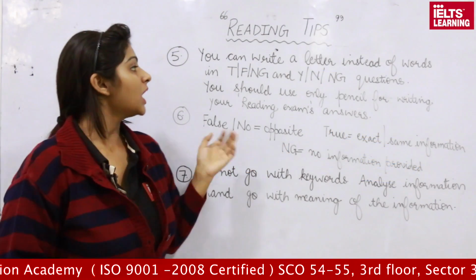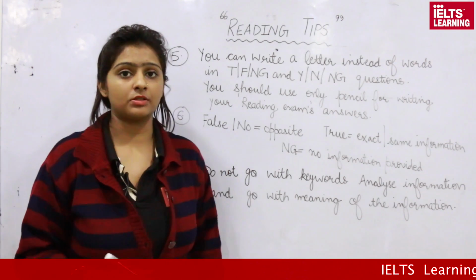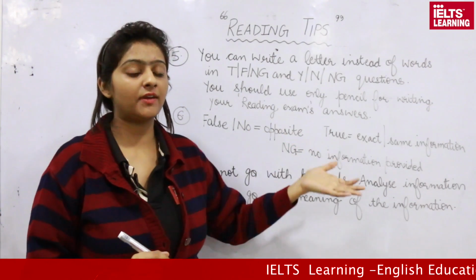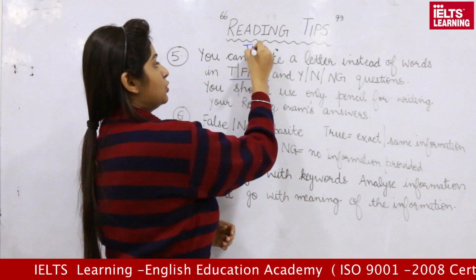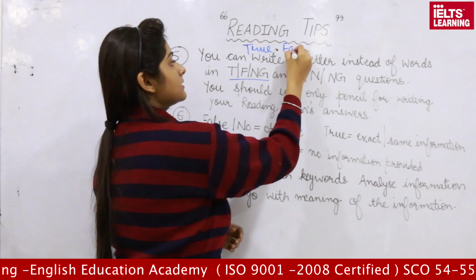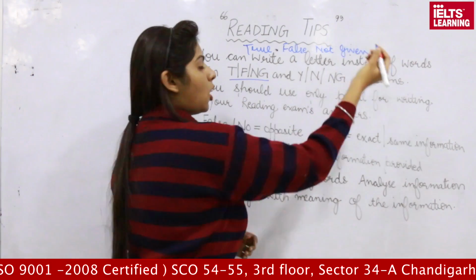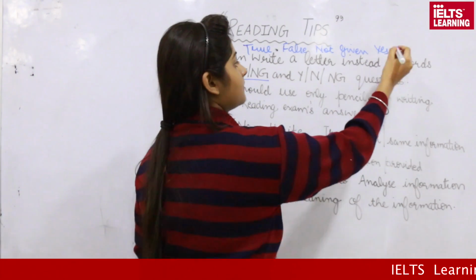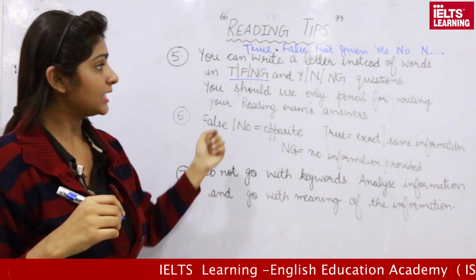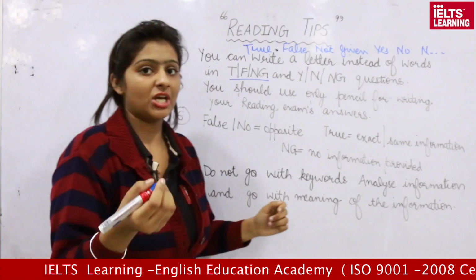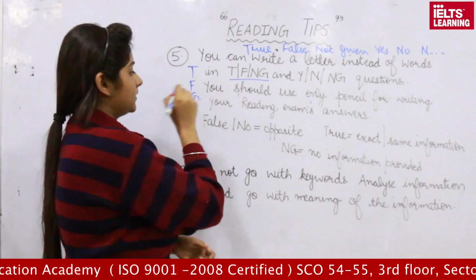The fifth tip, you can write a letter instead of words in true false not given and yes no not given questions. Like in the previous tip, I said read the instructions carefully. So when the question is about true false not given, or maybe yes no and not given, instead of writing words, you can write a letter, just a letter, like T or F or NG.